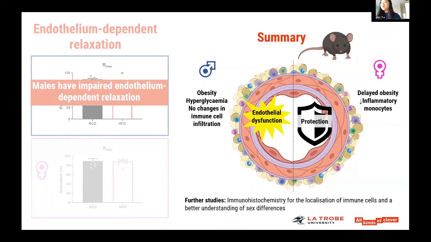So in future, we hope to perform immunohistochemistry so we can better localize where these immune cells are within the aorta, so we have a better understanding of these sex differences. Thank you.